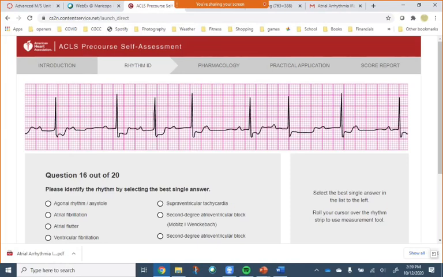What do we want to do with this one? 1, 2, 3, 4, 5, 6, 7, 8. This is 80. Here's our rate. P's before every QRS. There's one. There's one. There's one. I think there's one. There's one. There's one. There's one. There's one. We got, looks like P's before every QRS. Let's look at our rates.